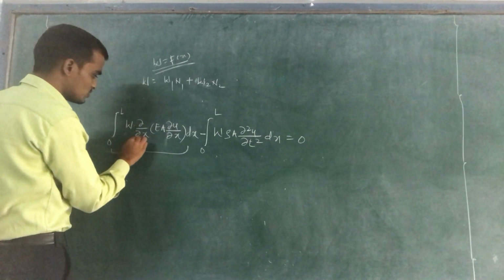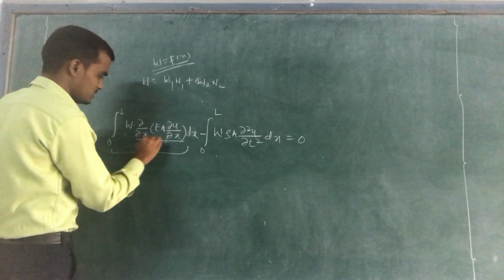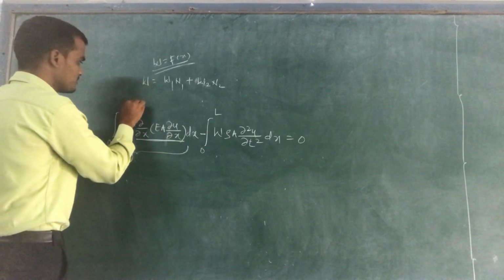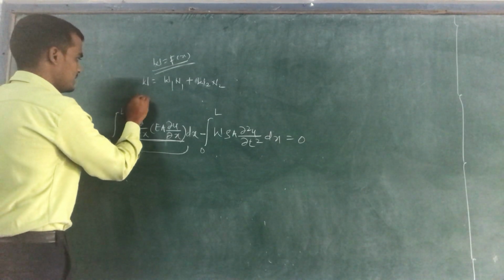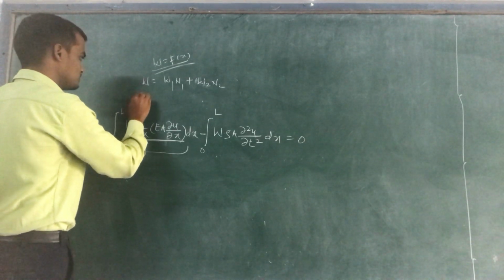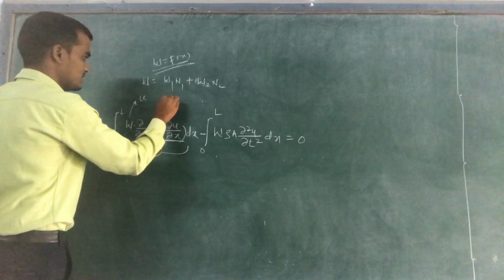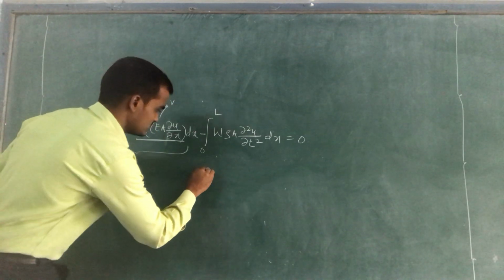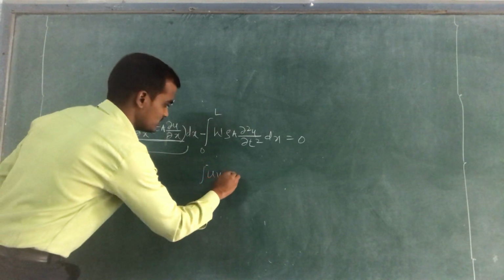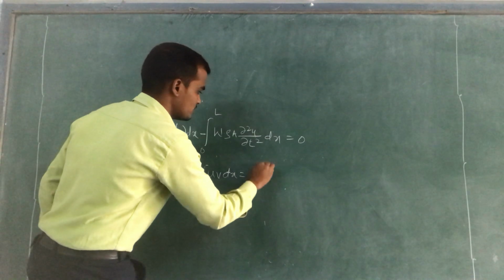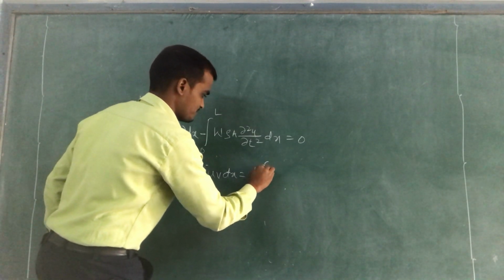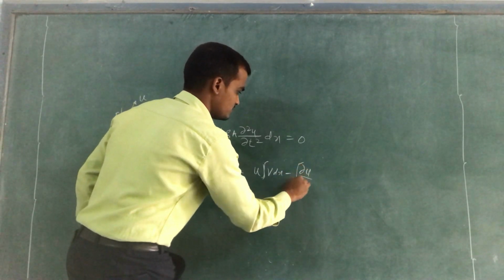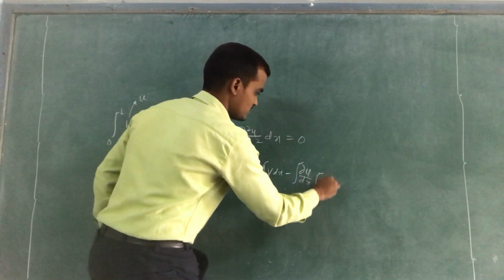Also, this total term is also a function of x. So first, if we consider this term as u and this term as v, then by applying the by-parts rule, as we know, the by-parts rule is written as integration of uv dx is equal to u integration of v dx minus integration of du by dx integration of v dx.